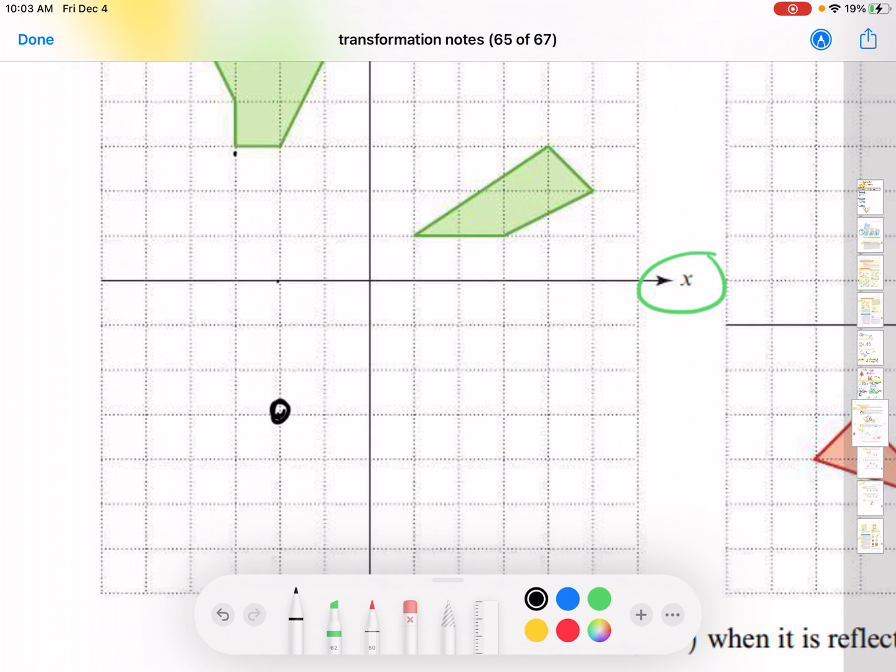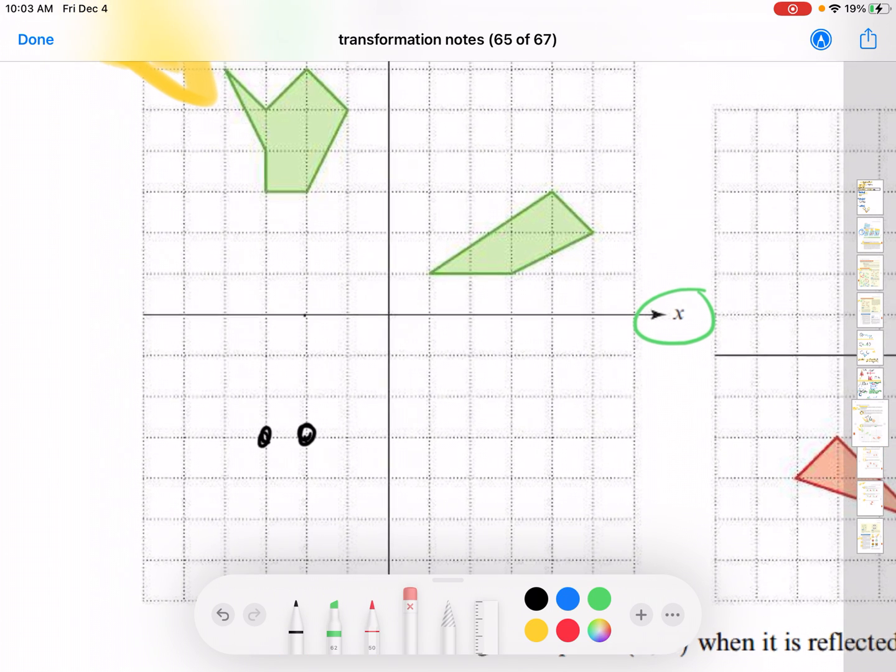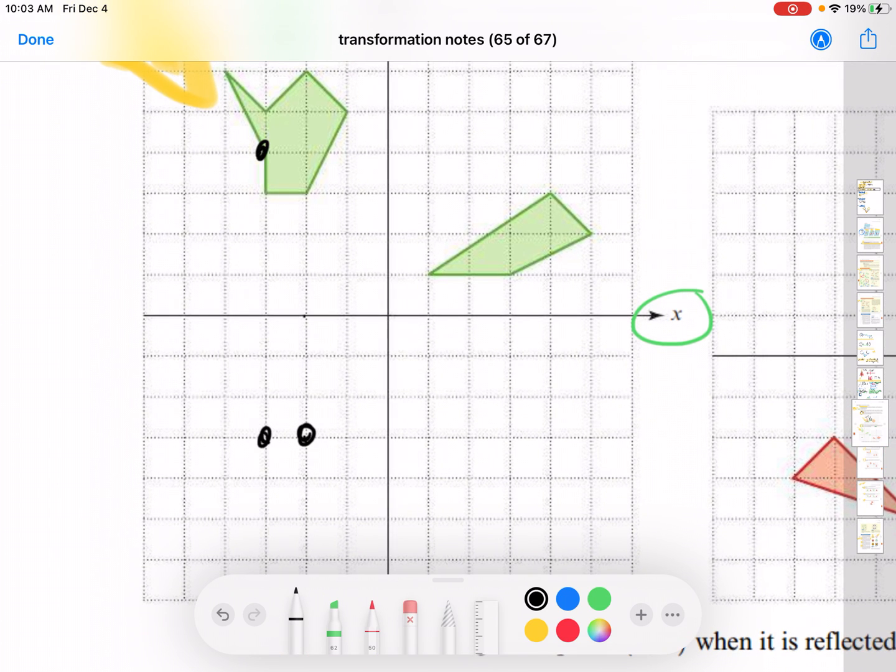Now, this next one's 3 units up. The reflection must come 3 units down. This point is 4 units up. It must come 4 units down. This one is 6 units up. The reflection must come 6 units down. And piece by piece, this point is 5 units up. It must come 5 units down.